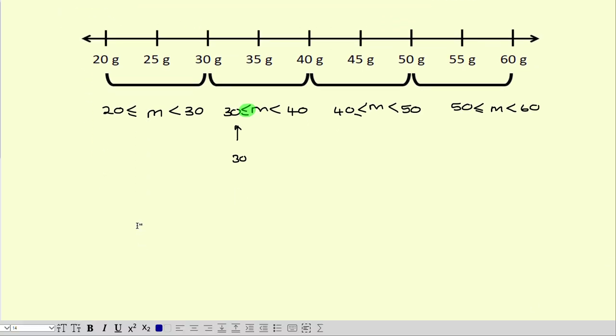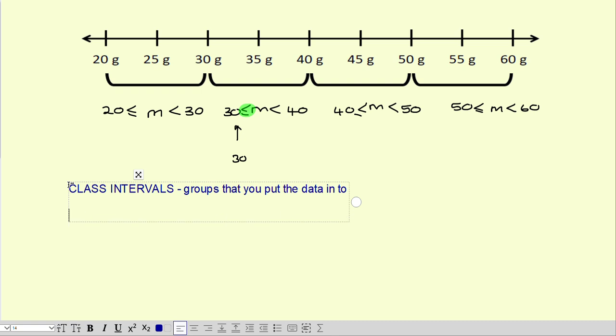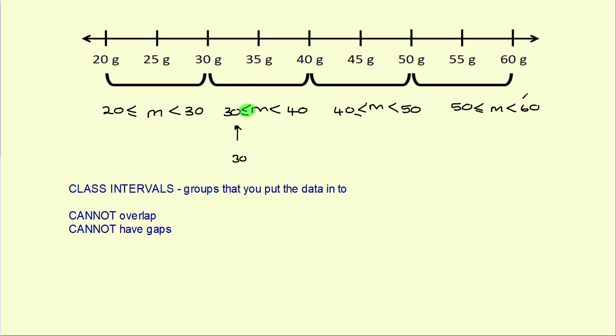So class intervals are the groups that you put the data into. They cannot overlap and they cannot have gaps in them, okay? Now, sometimes that's accounted for by making sure we use the inequalities, or you may have had something at the end here that just went greater than or equal to 50. Okay, so that's infinite, could go on forever. At this end of the scale here, there's sometimes one that just says less than 20, okay? So we could include those as well.